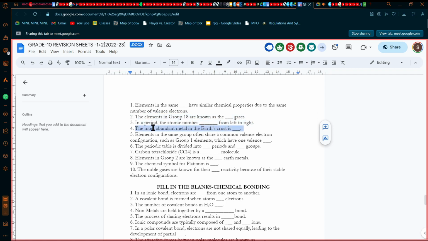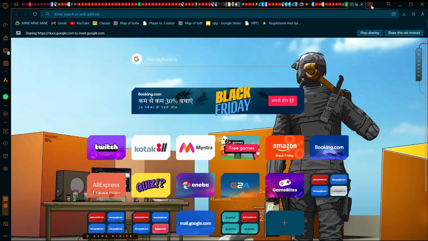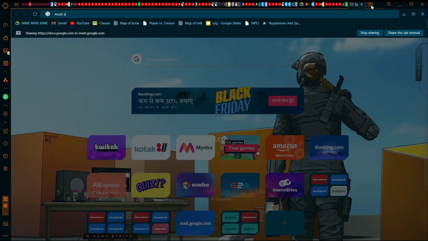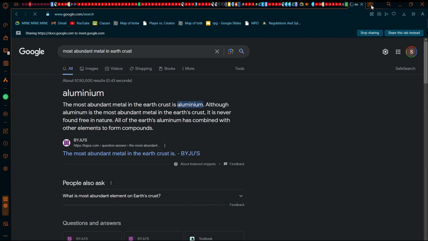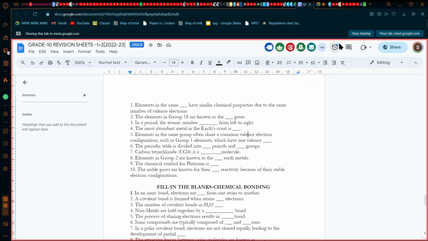Most abundant metal is aluminium. Elements in the same group... copper? No, it's aluminium. Wait, what is ammonia? It is a polar covalent, right? Remember, anything with HCl, is with nitrogen.